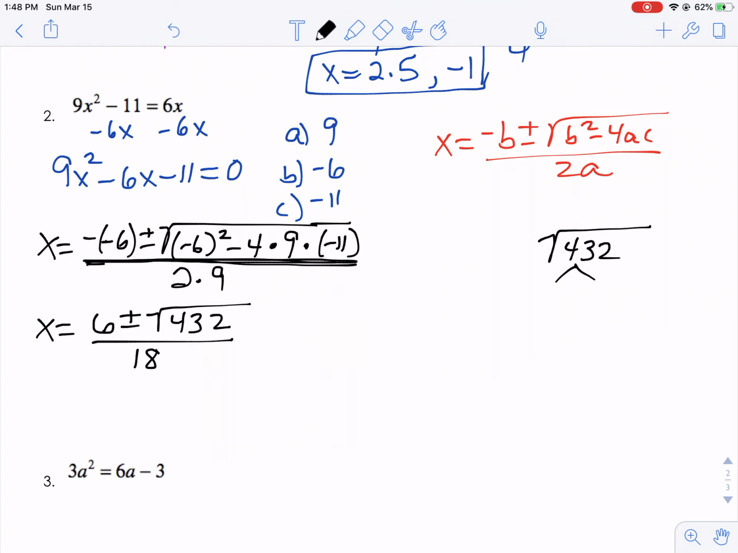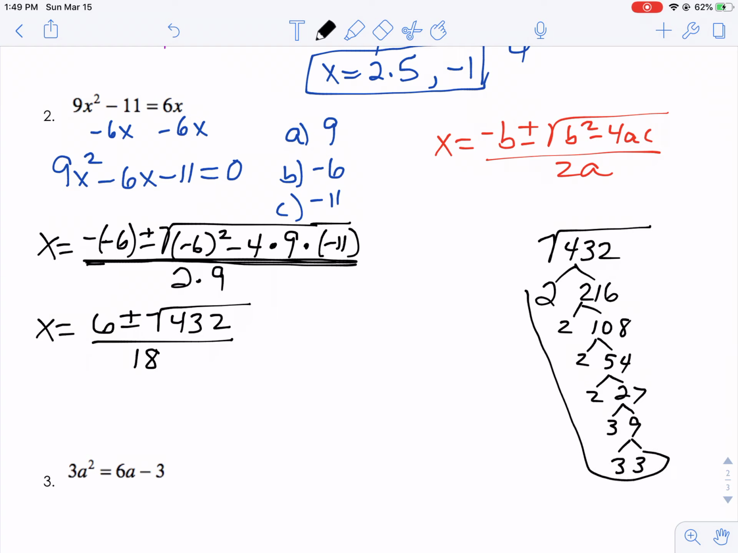Well, it's even, so I know 2 goes in it. 432 divided by 2 is 216, which is even. So do it again. That gives us 108. And 108 divided by 2 is 54. 54 divided by 2 is 27. 2 doesn't go into 27, but 3 does. So this is 3 times 9, and 3 times 3. That is one big hockey stick.